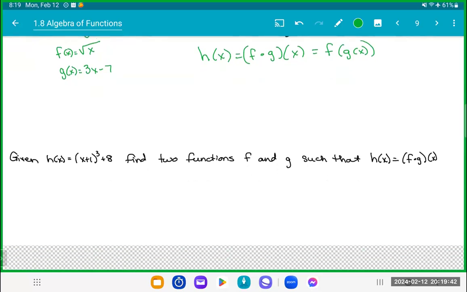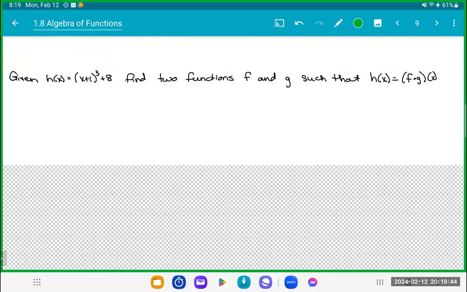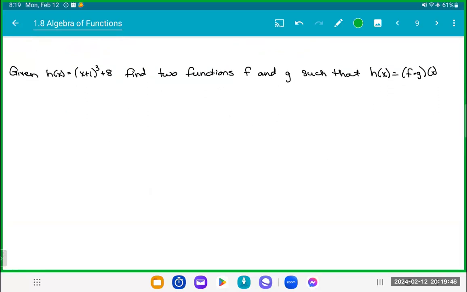So I'll give you guys a minute to look at this problem and see if you can decompose it and tell me what is my f function and what is my g function. Anyone know?